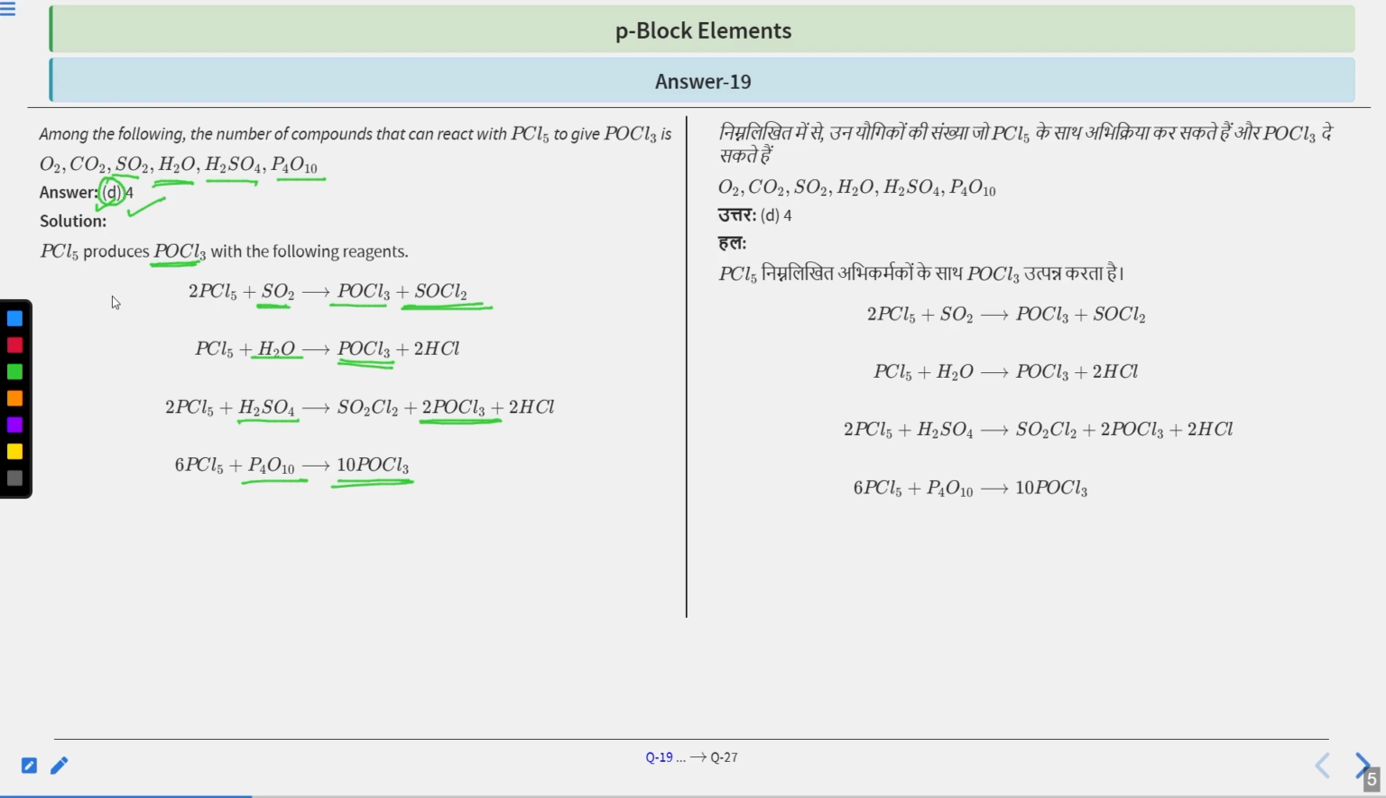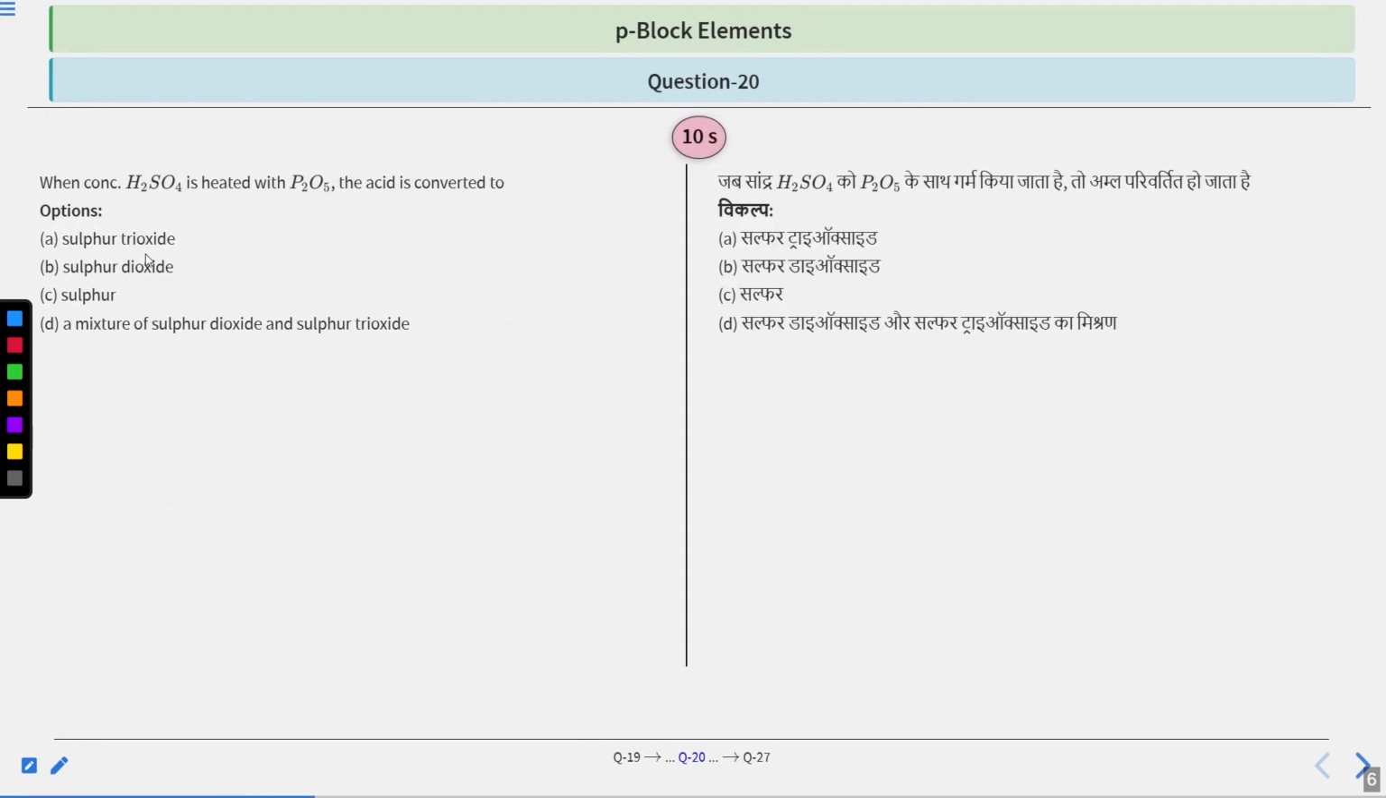Okay, let's move to the next question. Question number 20. When concentrated H2SO4 is heated with P2O5, the acid is converted to. So we are heating concentrated H2SO4 with P2O5, and we have to tell which product the acid will convert to. This is the acid, if you don't know.